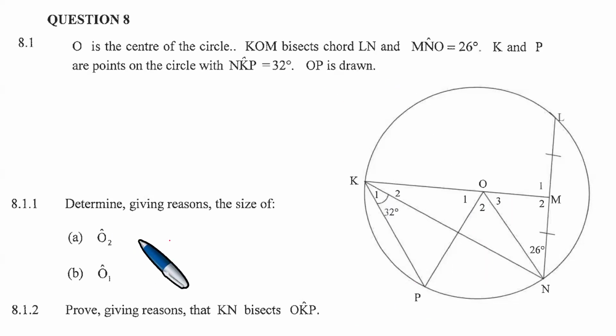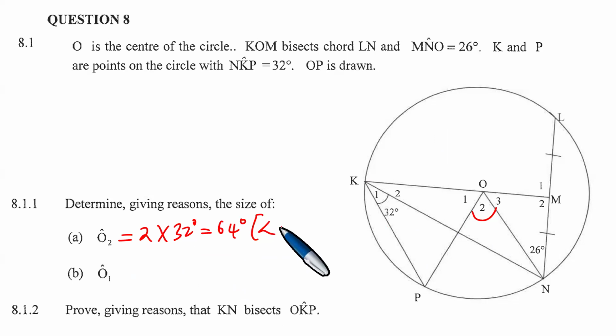Determine, giving reasons, the size of the angle O2, and we were able to analyze that earlier on. We see that the angle O2 is 2 times the angle of 32 degrees, and this is exactly 64 degrees. And the reason for that, I'm recapping quickly, is that the angle at center is equal to 2 times the angle at circumference.